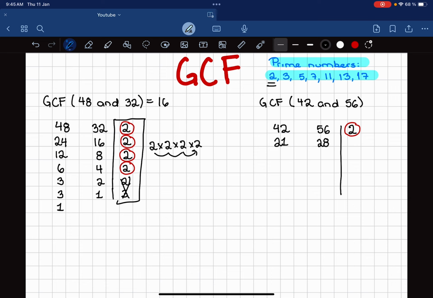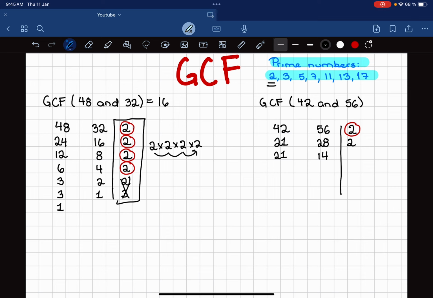Is any of those two numbers divisible by 2? Yes, so we put the 2. And we ask, both of them or only one? In this case, only the 28, because the 21 is not divisible by 2. So that's why I'm not going to circle that 2 that I wrote there, okay? But I will do the divisions. So 21 divided by 2 is not possible. I just put it down. And 28 divided by 2 is 14.